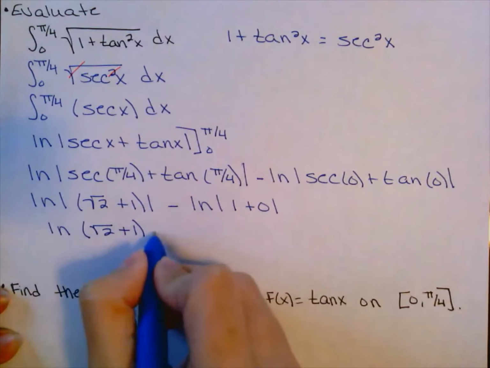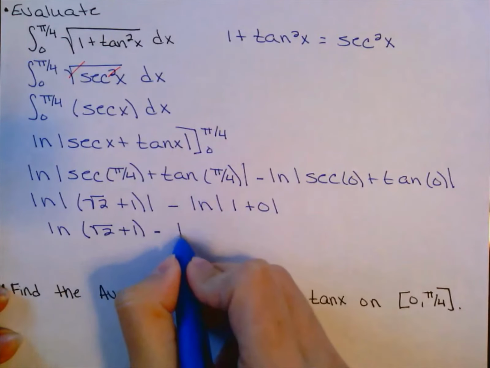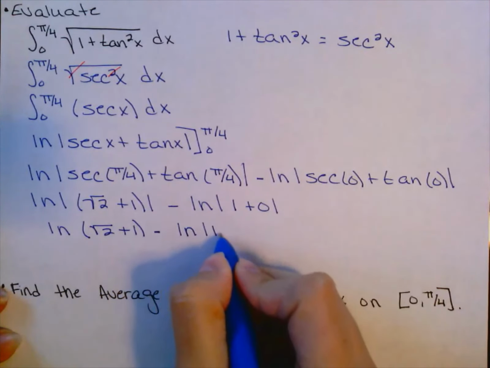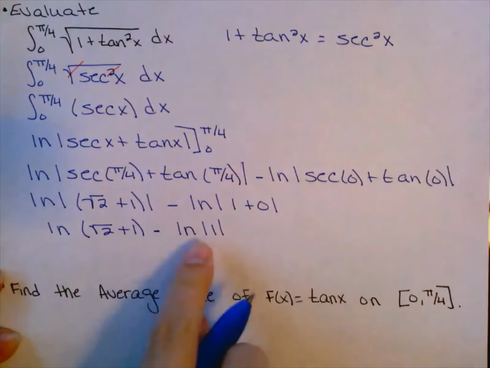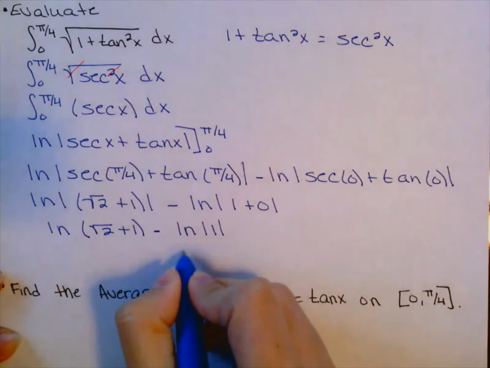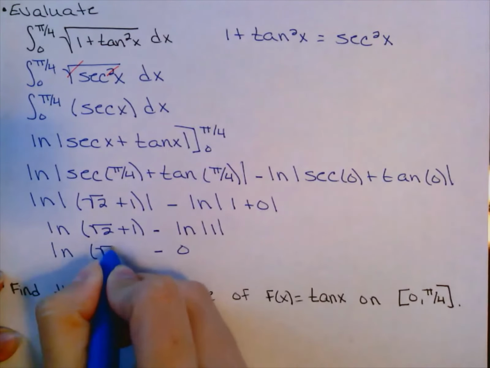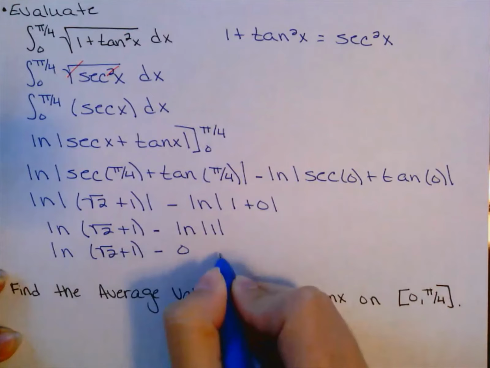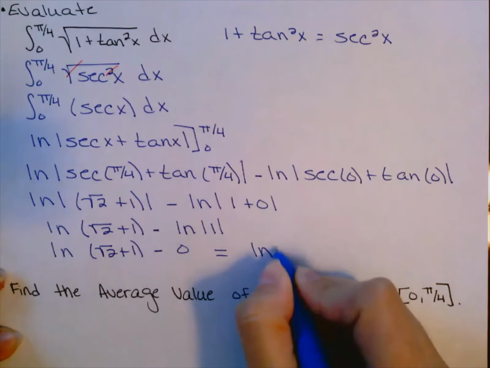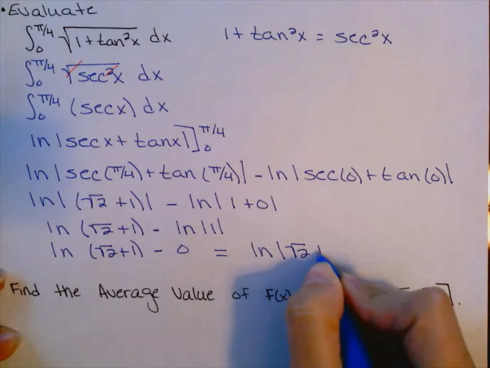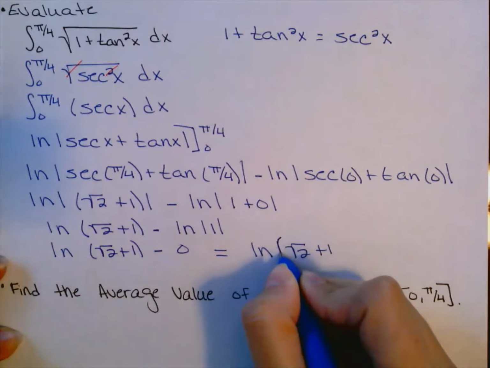And then ln of 1 is 0. That is something that you should have memorized. Okay? So my answer is just going to be ln of radical 2 plus 1. Oops, sorry, that should be a parentheses.